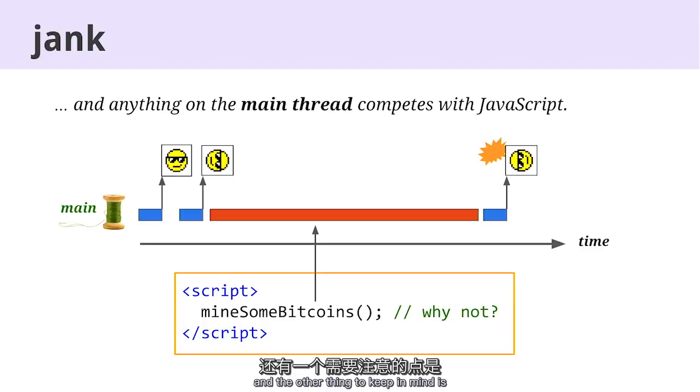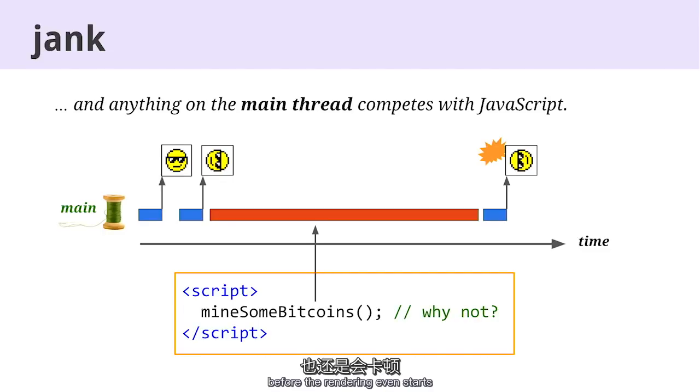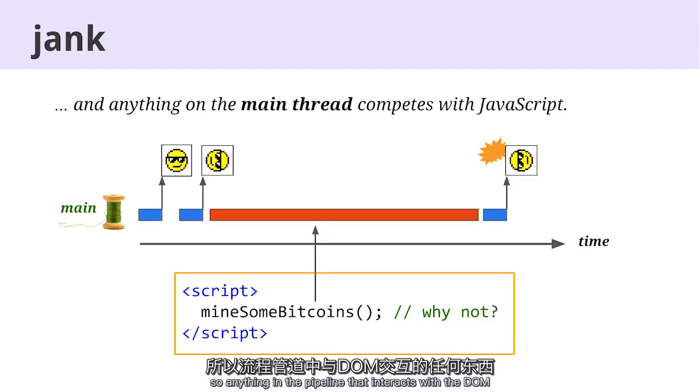And the other thing to keep in mind is that everything on the main thread competes with JavaScript. So even if your rendering pipeline was super fast, you'd still get jank if script is doing something expensive before the rendering even starts. And the DOM lives on the main thread, so anything in the pipeline that interacts with the DOM also has to live on the main thread.